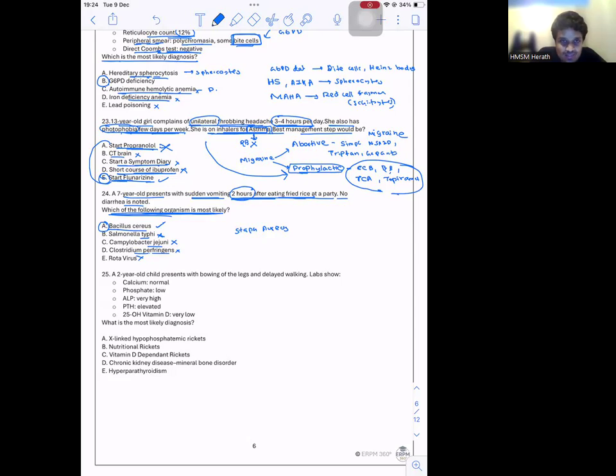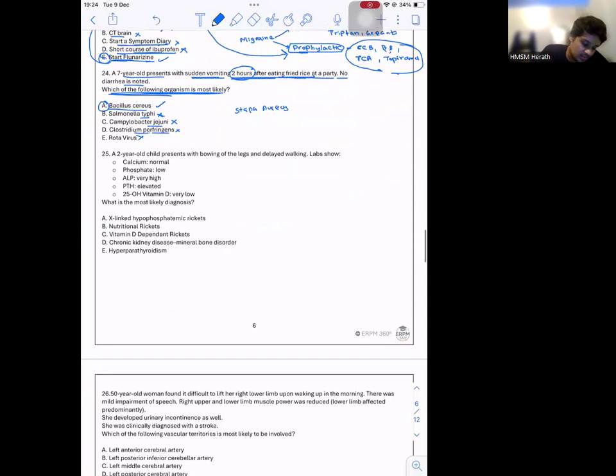The toxins, they can remain in heated food as well, which can give us these immediate symptoms like after 2 hours, right? The last question.